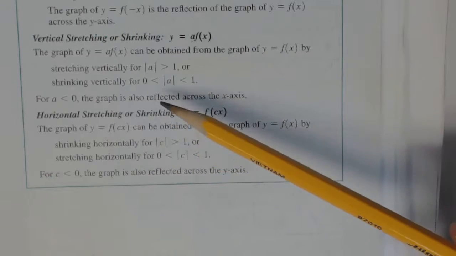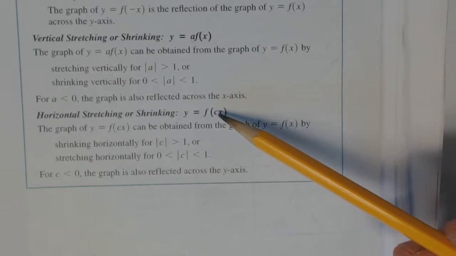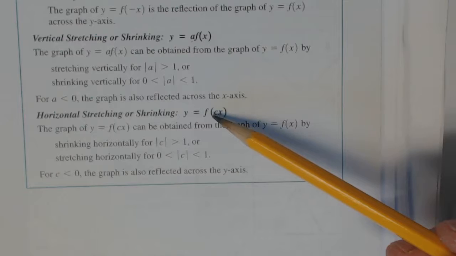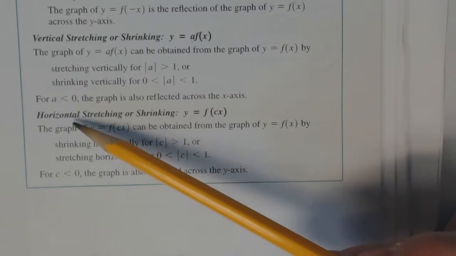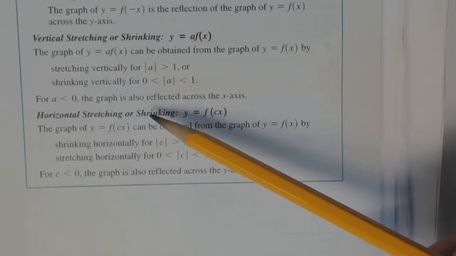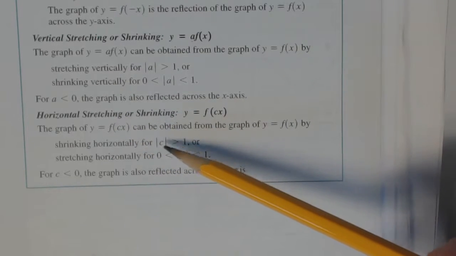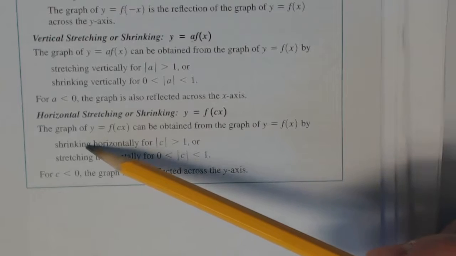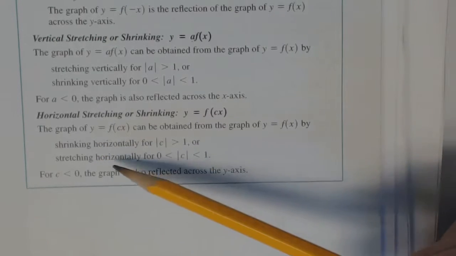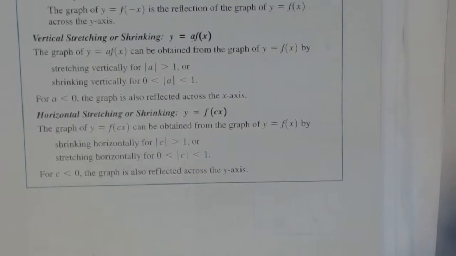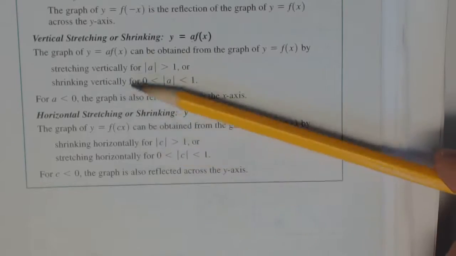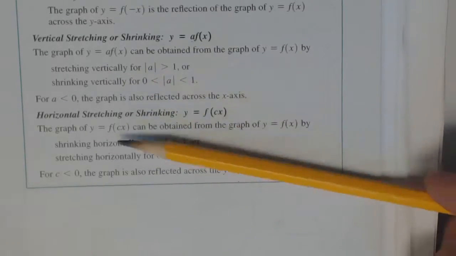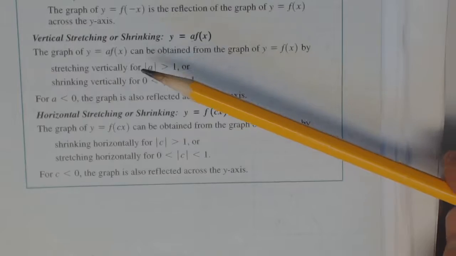Now, if you multiply and the multiplication occurs on the actual x in the function, then you're going to do a horizontal stretch or shrink. And if it is above 1, it's going to be a shrink. If it is between 0 and 1, it's going to be a stretch. All right. So what you need to do is make sure you understand, keep these things straight. Make sure you memorize these right here. So how would that look?